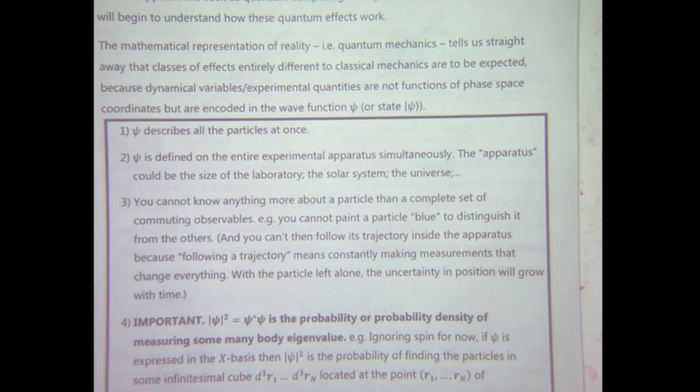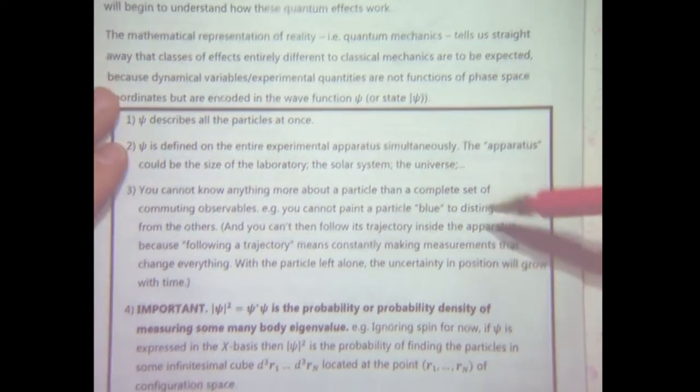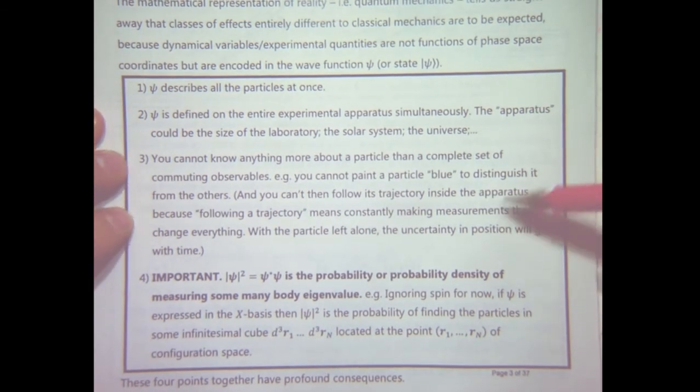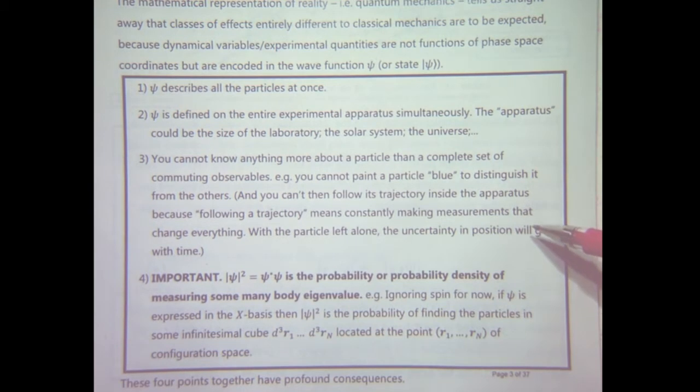Right? So there's no way to make an identical particle non-identical? Well, there is. The particle can decay into some other things. In a nucleus, there could be some kind of nuclear decay. It could transform to another type of atom. But then the system has changed, and you need a new wave function to describe it. You can't follow the trajectory inside the apparatus, because following a trajectory means constantly making measurements, and measurements change everything. And when the particle is left alone, the uncertainty in position will grow with time.